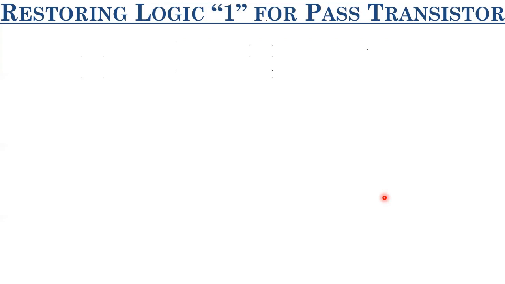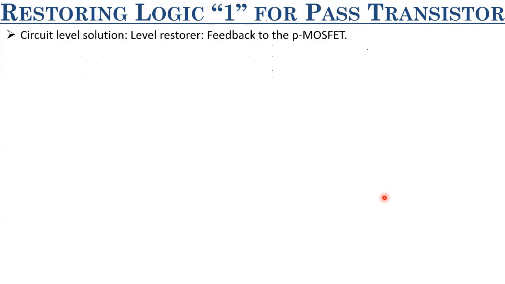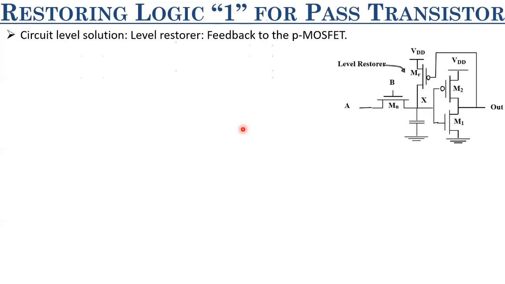That circuit is known as the level restorer solution, where you apply a feedback and then you use a level restorer MOSFET. That's actually a PMOSFET. And then you are able to pull the node from VDD minus VTN way up to VDD. So let us look at that circuit. Let us look at this level restorer circuit. A level restorer circuit looks like this.